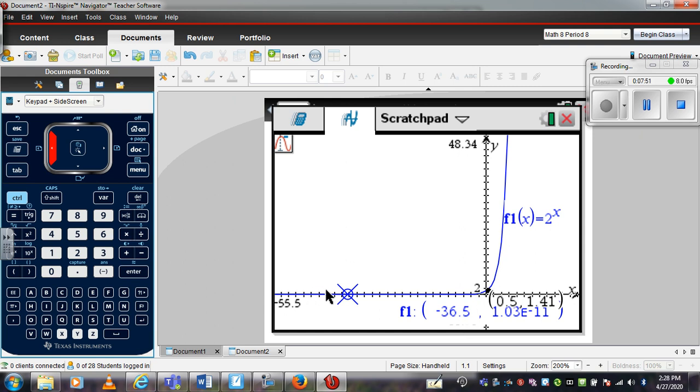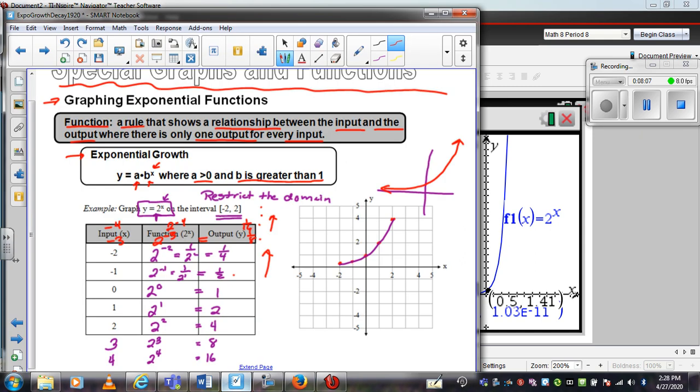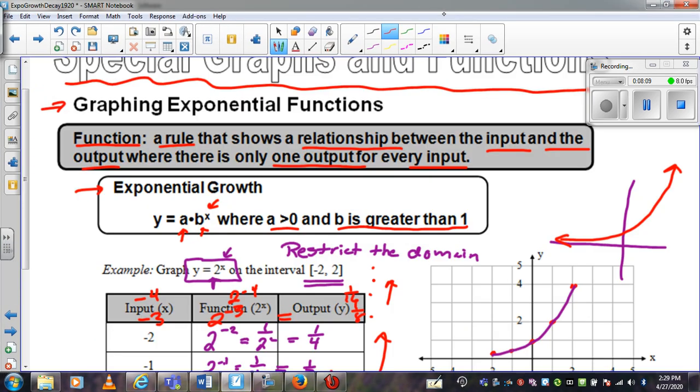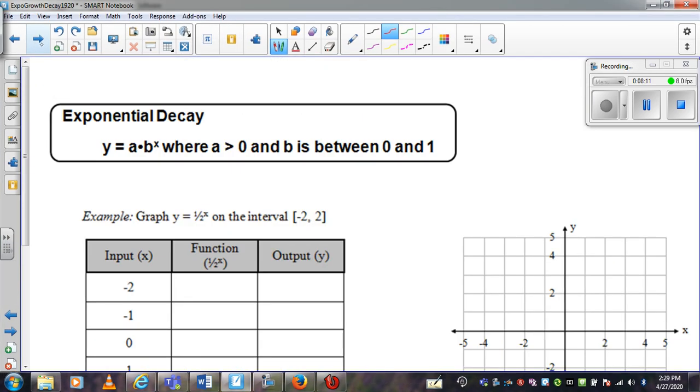So this is growing. If you move on your graph, when we read a graph, we actually go left to right. So if you look at this, this is always going to be increasing, always increasing here. And that's why it's exponential growth. So let's take a look at another question here.